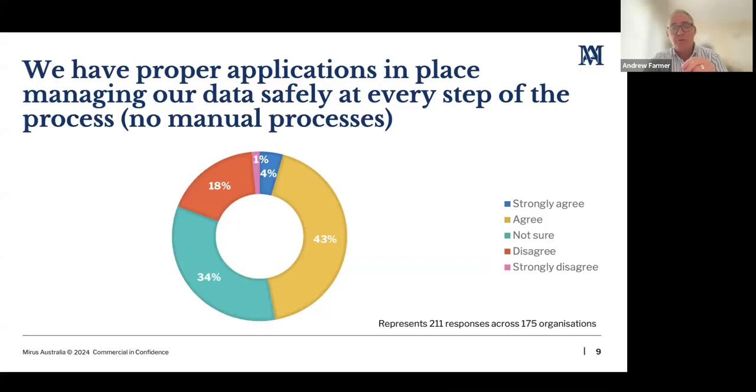And similarly, we have proper applications in place to manage our data safely every step of this AN-ACC and care minute process. So no manual processes. Manual processes include spreadsheets. So no manual processes. We have a proper application to manage data safely. Again, bigger: nearly 20% said they disagree or strongly disagree, and 34% are not sure, which for our polls tells us that it's not that they don't know the answer, it's that they're uncertain. I'm certain about whether I do or I don't, so I'm still waiting to find out. So that's over 50%. So systems is a problem.